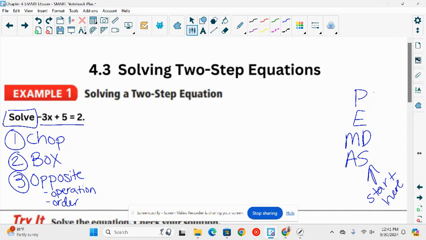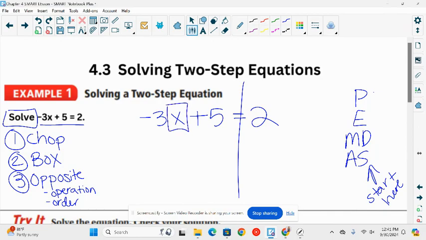Okay? So if I'm going to rewrite this equation, negative 3x plus 5 equals 2. My directions are to solve, so I'm going to chop it, box it, and do the opposite. The goal is to get x all by itself. That's the same goal as in 4.2 and 4.1. We want the variable isolated, all by itself. So we've got to start moving things, and we have to move things in the opposite order of PEMDAS.